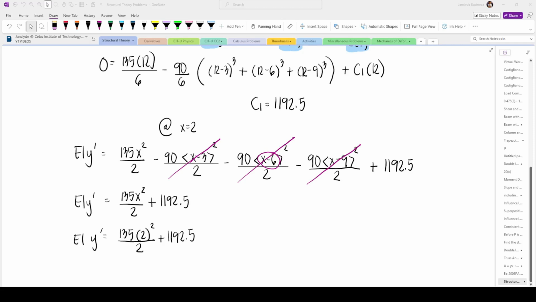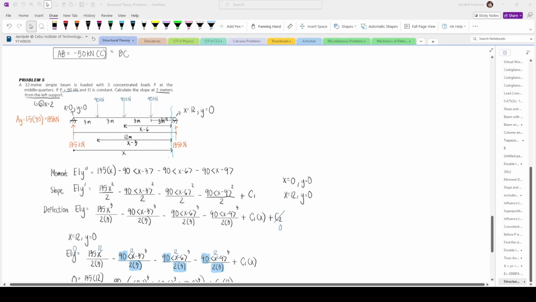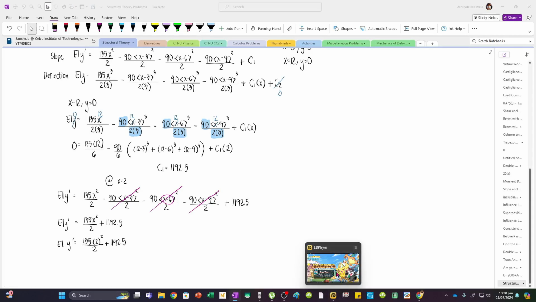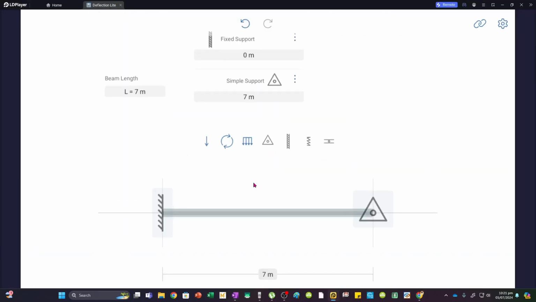Check ko lang. The answer has to be 1755. Virtual work kasi yung ginamit ko. Wait lang. 135 x minus 3, x minus 6, x minus 9. Wait lang, papakita ko na lang. Display capture. Lagay ko na lang dito. Yan. So, just download this app.